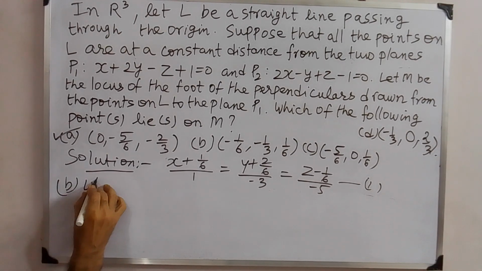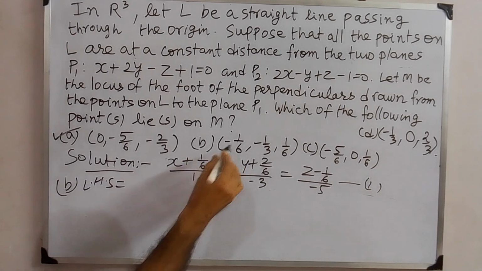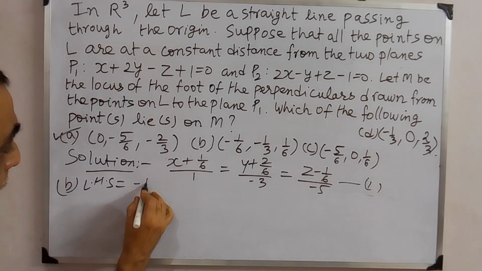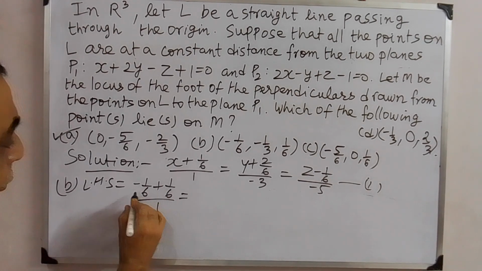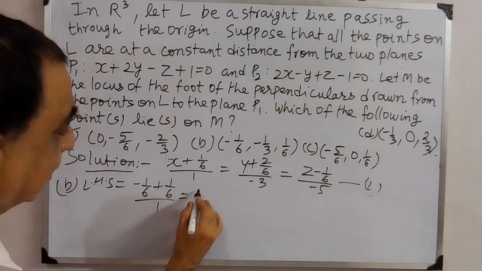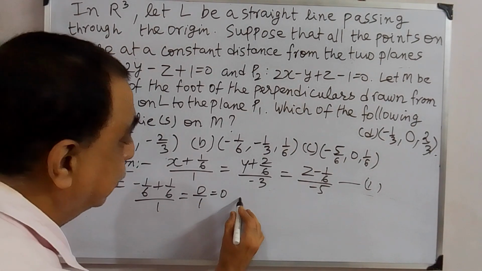So LHS value will become what? In place of x, we will put minus 1 by 6. So minus 1 by 6 plus 1 by 6 divided by 1. So minus 1 by 6 plus 1 by 6 is 0. So 0 by 1 is 0. So the LHS value becomes 0.